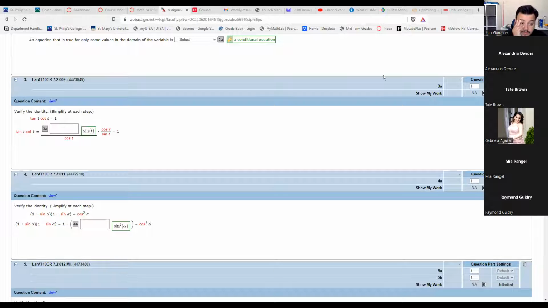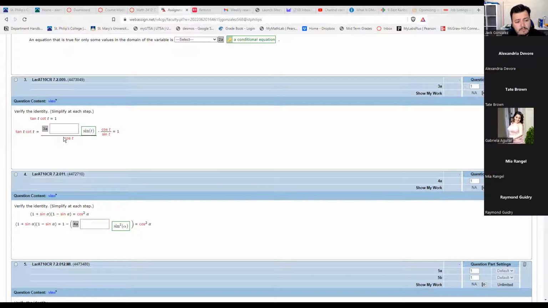So we're going to build upon what we talked about on 7.1. We talked about all the properties, the identities: the ratio property, reciprocal, quotient, Pythagorean, and all those formulas. I gave you a whole page of them, so you're going to need them handy.